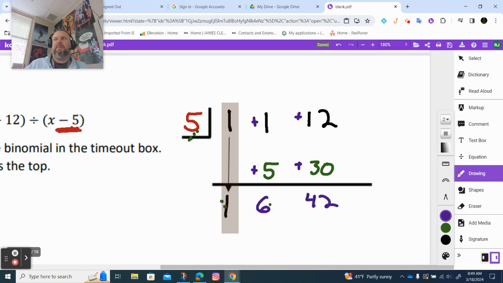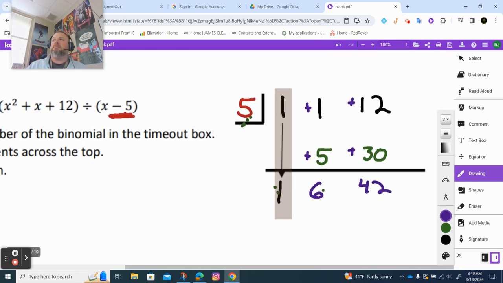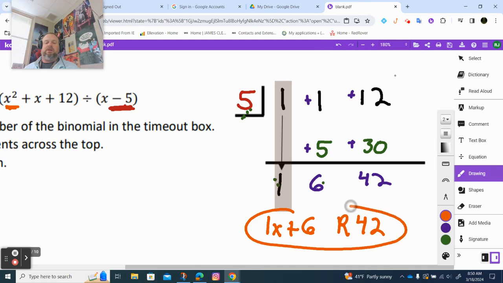I know some of y'all are like, well, what is happening? Believe it or not, we're almost done. We started right here with the x squared, and we divided, so we got to take one away. So if we had two X's, one mysteriously disappeared. This is now 1x to the first plus 6 with the remainder of 42. And that's our answer.